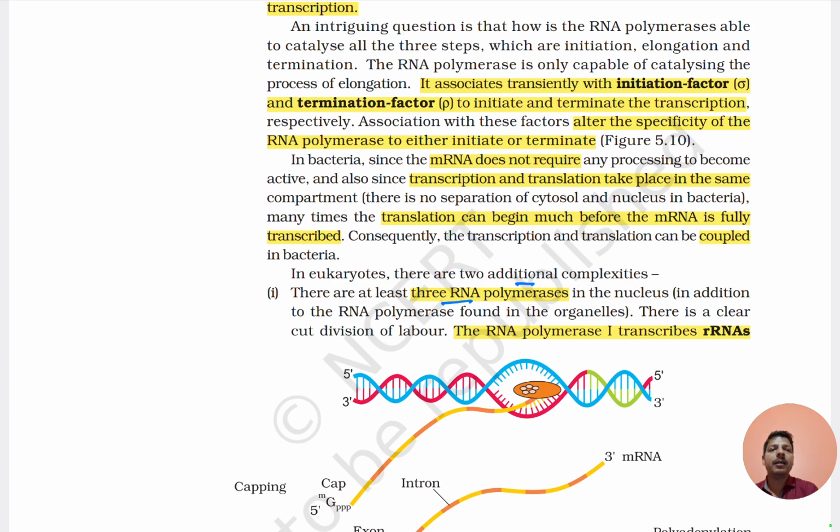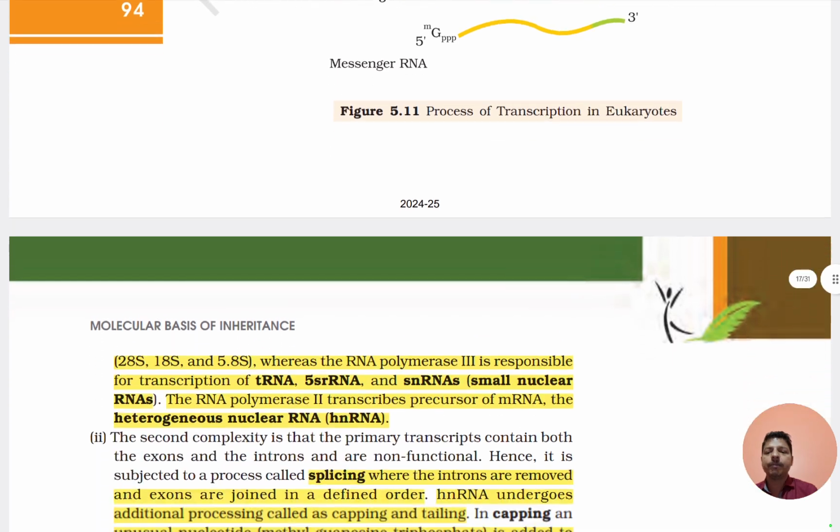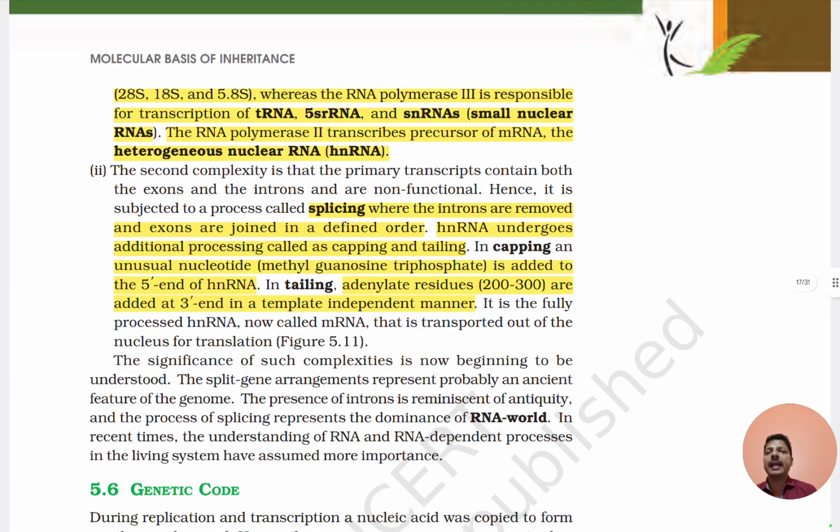RNA polymerase 1 transcribes rRNAs, that are 28S, 18S and 5.8S, whereas RNA polymerase 3 is responsible for transcription of tRNA, 5S rRNA and snRNA, small nuclear RNA. RNA polymerase 2 transcribes the precursor of mRNA, the heterogeneous nuclear RNA or hnRNA. Then the second complexity is that the primary transcripts contain both the exons and introns, which are non-functional.